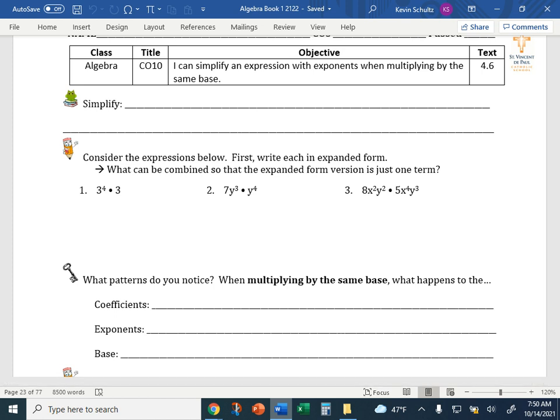We've talked about expanded form, writing exponent expressions out without an exponent, really showing that repeated multiplication. We talked about coefficients, we talked about bases, we talked about the powers. Now we're going to start to use that to simplify exponent expressions, which is what your next 4 objectives, 5 including CO10, are all going to be about. Different rules for how to simplify exponent expressions.